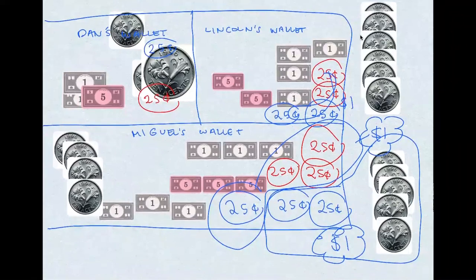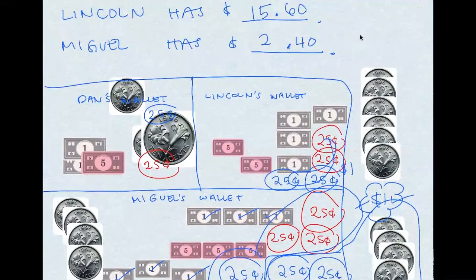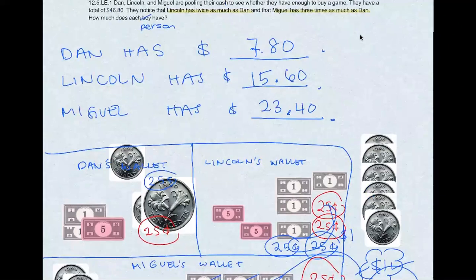And then, so we have $15 and $5 bills, 15, 16, 17, 18, 19, 20, 21, 22, 23. $23.40. Like I said, once you know Dan, you could literally just do $7.80 times 2 to get $15.60. And you could do $7.80 times 3 to get $23.40.